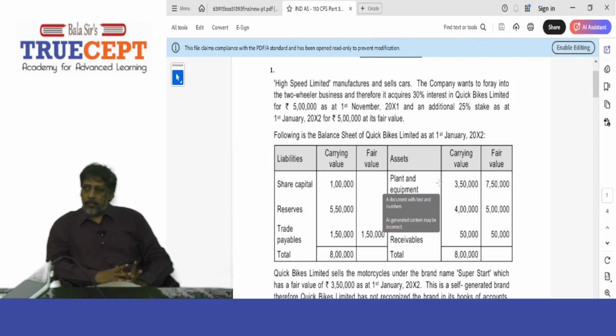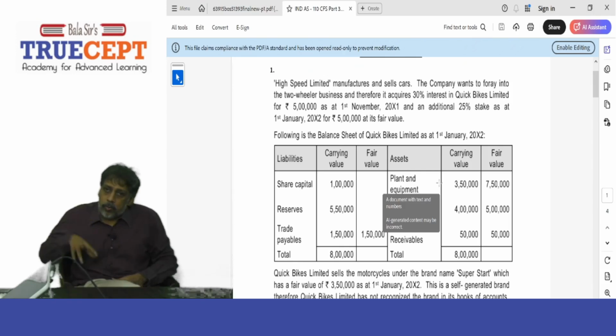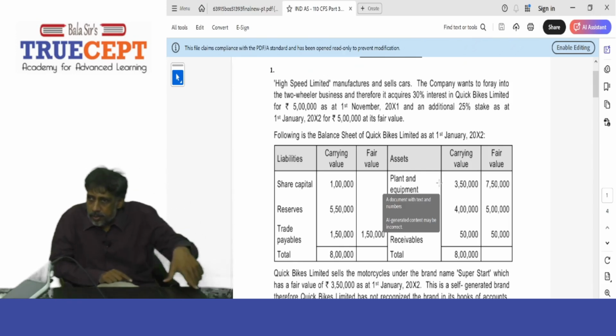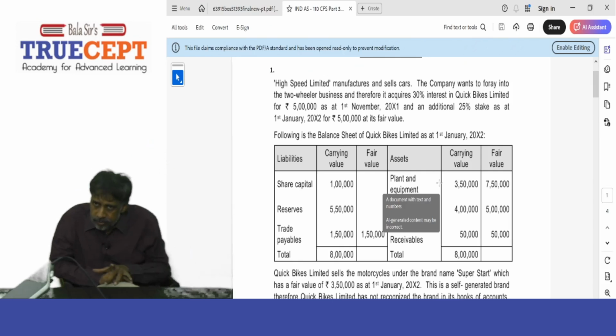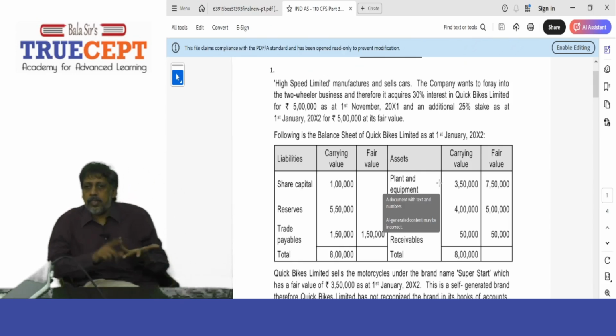Following is the balance sheet of Quick Bikes Limited as at 1st January 20x2. What is that? He has given the balance sheet at the acquisition date, so that you can calculate the net identifiable assets. Normally, what is the route we take? We take share capital plus retained earnings and then adjust for any fair value increase or decrease. But here, they have given the balance sheet at the acquisition date.